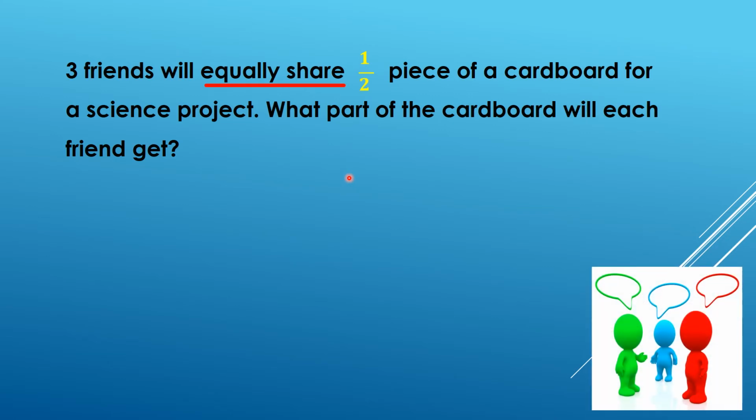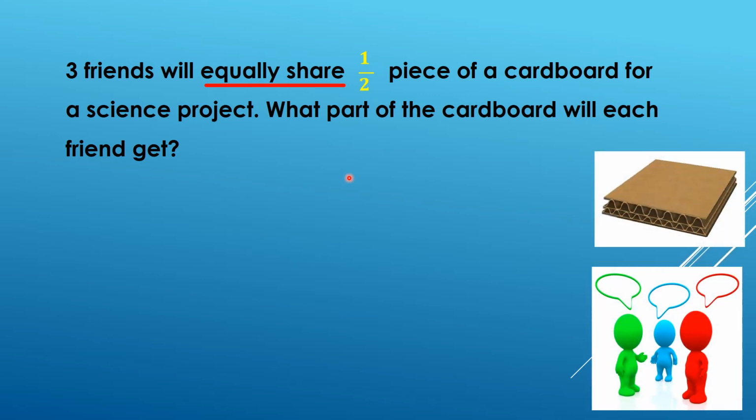And this is the 3 friends, and this is the cardboard. It's not a full piece, it's just a half piece. So the 3 friends will share the half piece of cardboard between them for the science project. Now, do not get confused, students. Remember, this is division. Ordering of the numbers is very important. You cannot start the way you like. So 3 divided by half is not the same as half divided by 3.